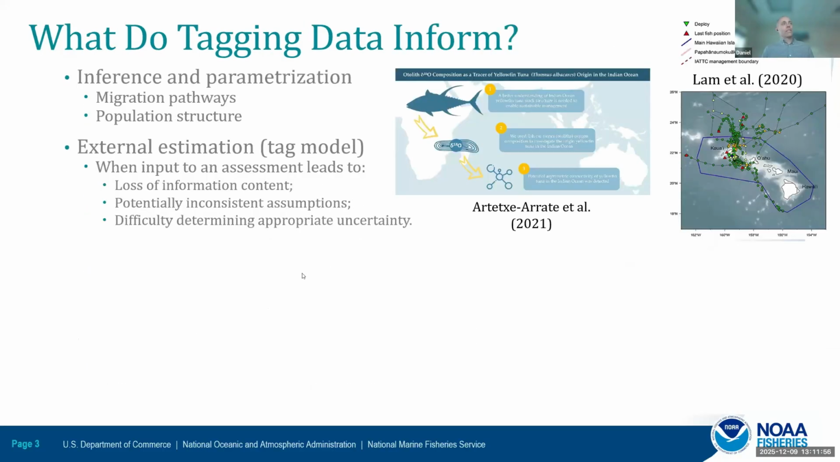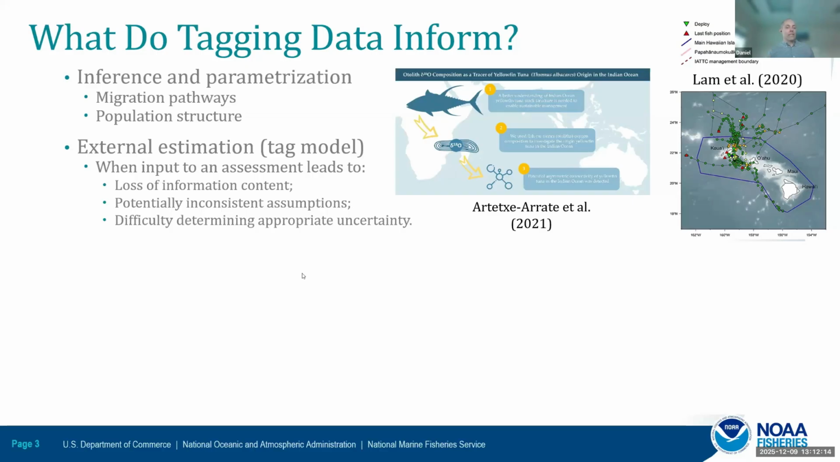And again, we talked about this already: what does tagging inform? Basically, you get information on migration and on population structure. When you start doing tagging models, you can get information on growth, on mortality, things like that. And I think this is an important point.